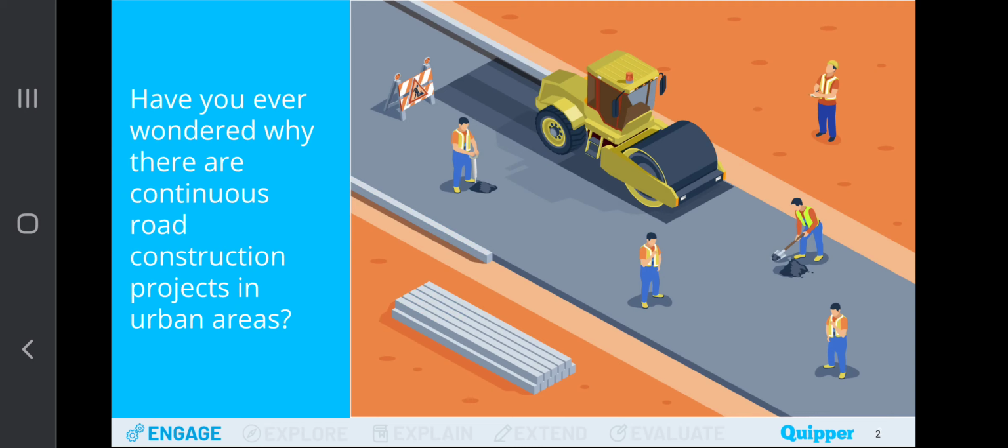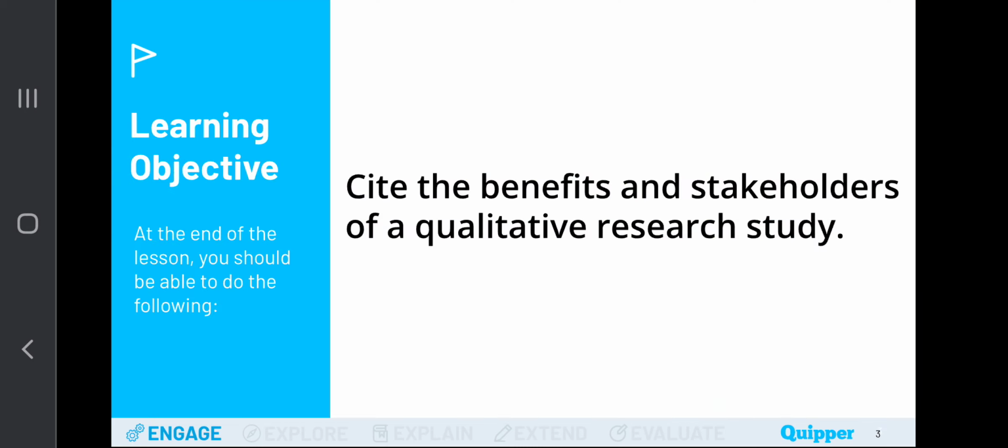To start off, have you ever wondered why there are continuous road construction projects in urban areas? Ngano man jud nga dili mahuman ang mga construction sa kalsada sa tuang lokalidad, sa tuang palibot. Considering that we are in a rural area that is trying to progress, eventually we are going to be categorized as an urban area. So the question is, nganong naa jud permente jud ang road construction projects in urban areas? Now, in this lesson, as we integrate that concept of roads in urban areas to our discussions, our main objective is to cite the benefits and stakeholders of a qualitative research study.